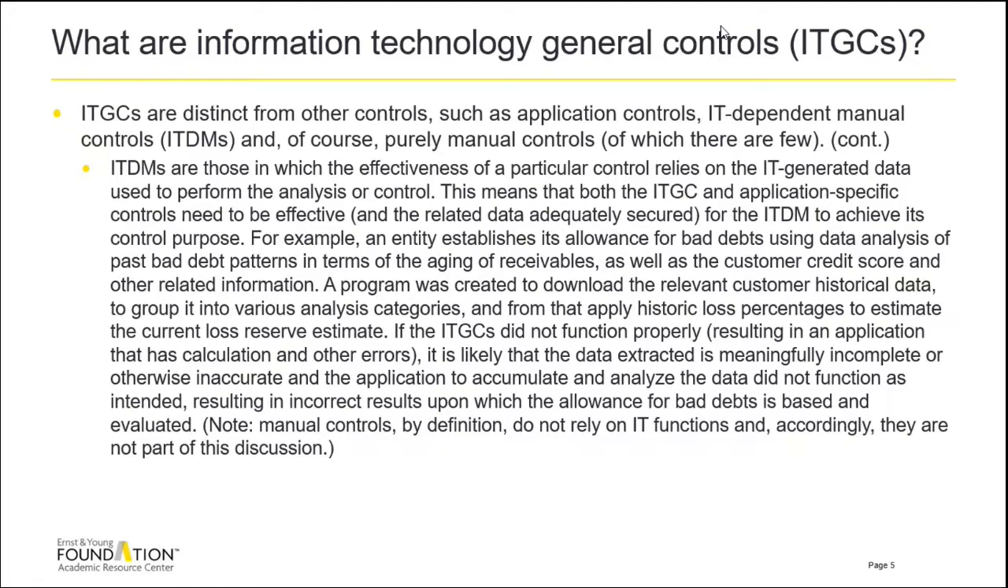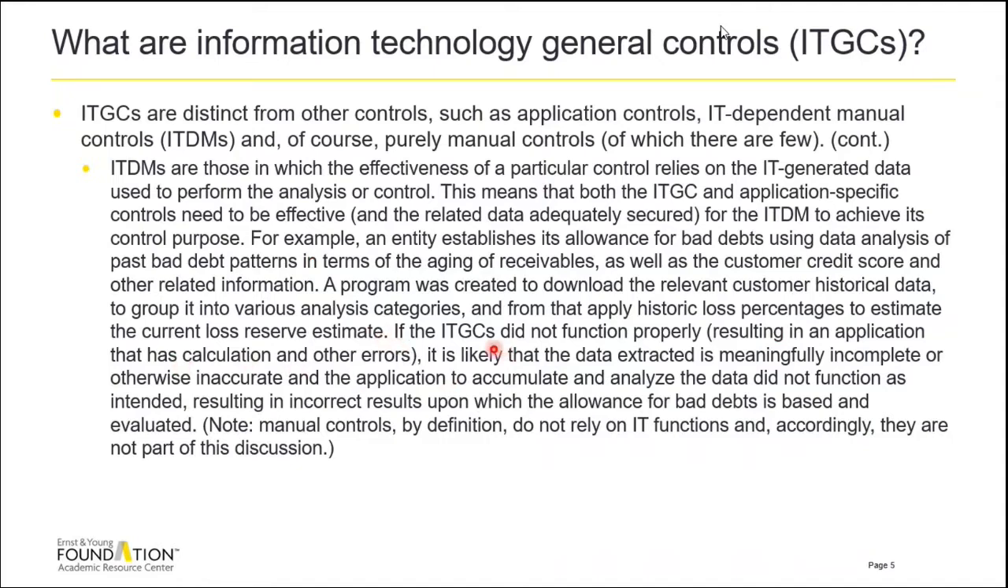So for example, an entity establishes its allowance for bad debts using data analysis of past debt patterns in terms of aging of receivables, as well as customer credit score and other related information. So a program was created to download the relevant customer historical data to group it into various analysis categories, and from that, apply historic loss percentages to estimate the current loss reserve estimate.